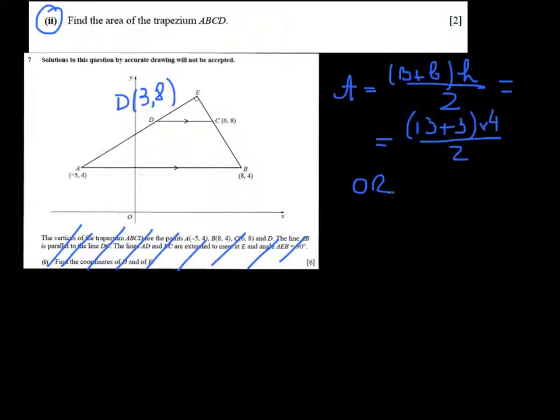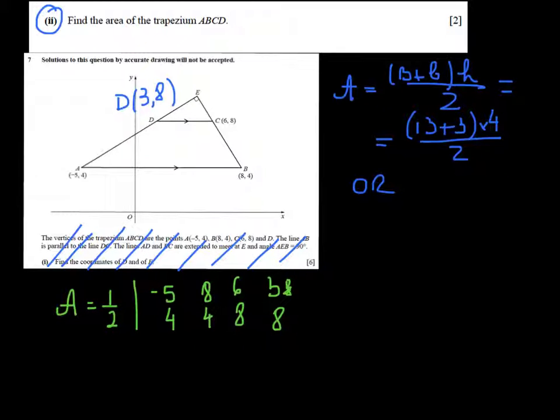Or a more general formula, which we'll apply in the case we don't have polygons that we know formula for the area. Remember, area is a half. And now I start writing the coordinates of the points. Doesn't matter what we start with. Minus 5, 4, 8, 4, 6, 8, 3, 8, and then I need to close the loop. Minus 5, 4.